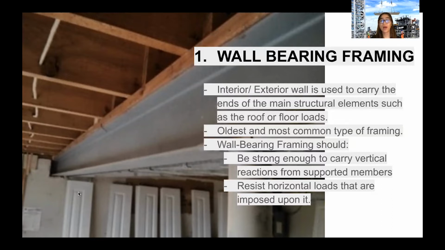Wall bearing framing is when the interior or exterior walls, these two, are load bearing and they are used to carry the ends of the structural beam. And the structural beam carries the loads of the structures such as roof and floor loads. This wall bearing framing is the oldest and most common type of framing. Wall bearing framing should be strong enough to carry the vertical reactions from supported members and resist horizontal loads that are imposed on it.